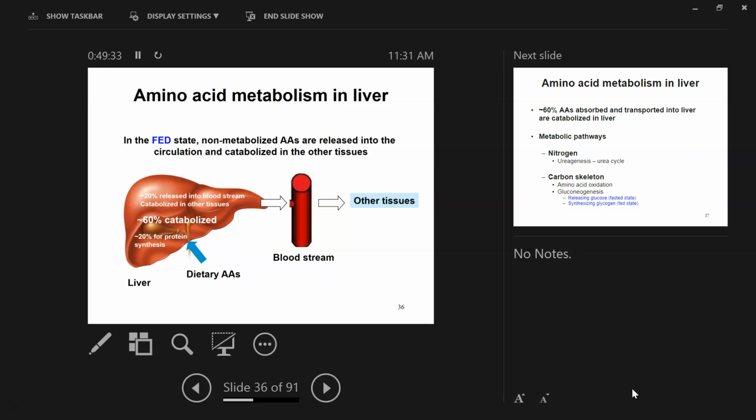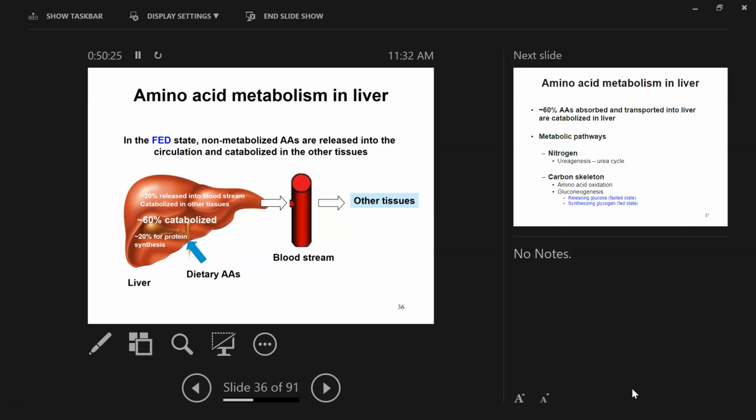In the fed condition, lots of dietary amino acids are absorbed by the small intestine and go to the portal vein and to the liver. About 60% of the dietary amino acids are metabolized in the liver. 20% of them are used for protein synthesis, and another 20% of dietary amino acids are actually released into the circulation and catabolized in other tissues, right?